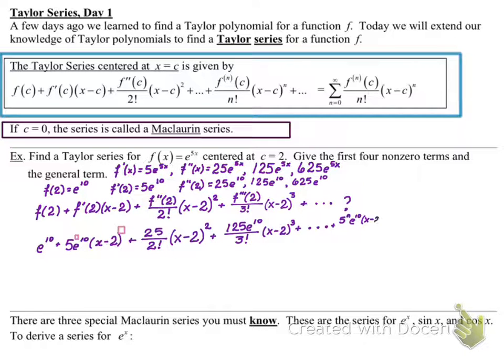And at the bottom, that factorial also matches the powers of both the 5 and the x minus 2. So there we go, the first 4 non-zero terms and the general term. I have no idea where those words came from that I just said.